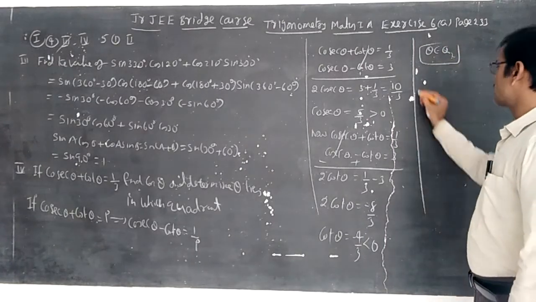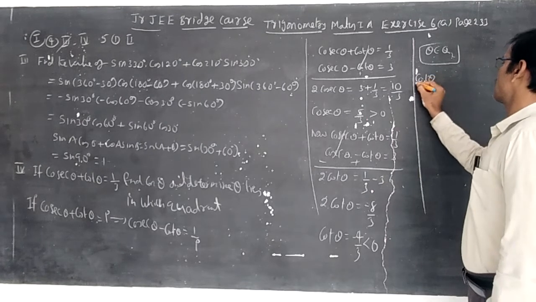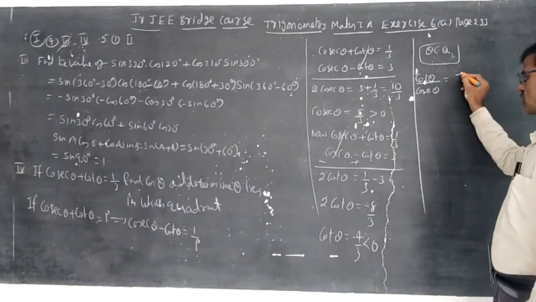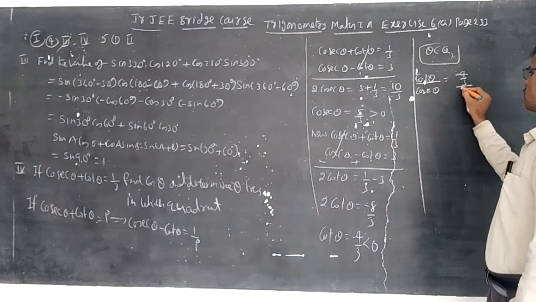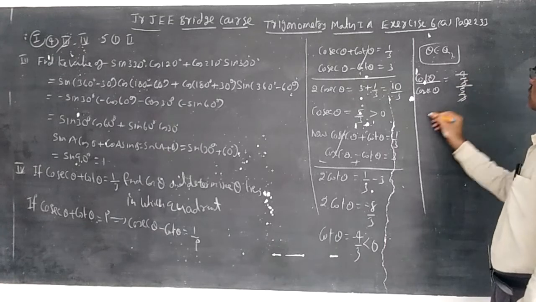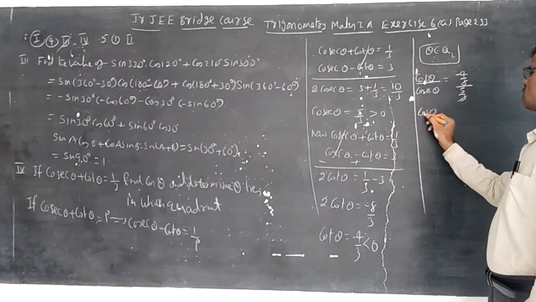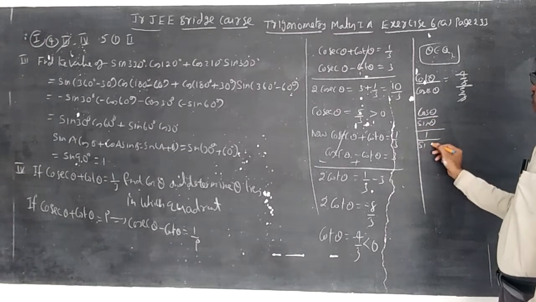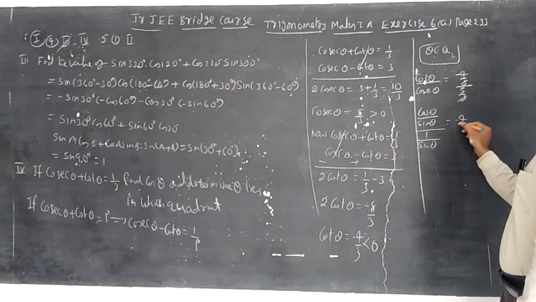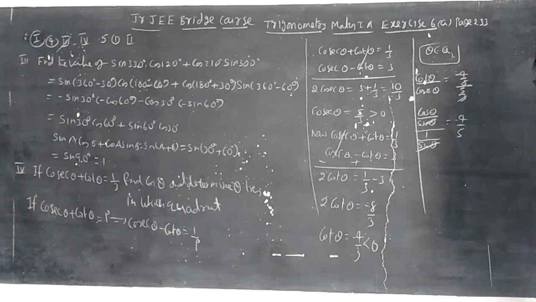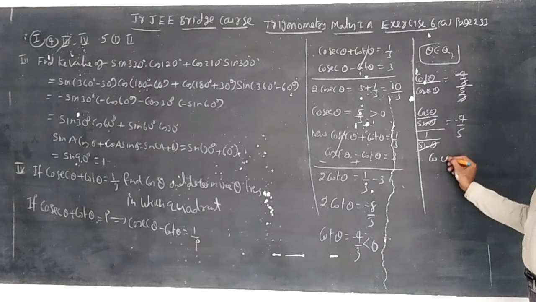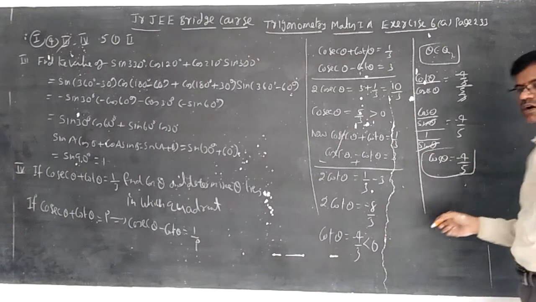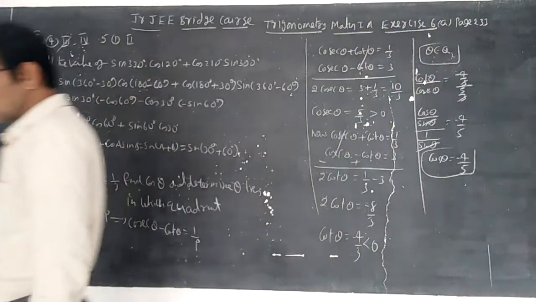Now we need to calculate cos theta. So write cot theta by cosec theta, which becomes minus 4 by 3 divided by 5 by 3, the 3s get cancelled. Cot means cos theta by sin theta, by cosec theta meaning 1 by sin theta, is equal to minus 4 by 5. Sin theta gets cancelled. Therefore, cos theta is equal to minus 4 by 5, and theta belongs to Q2, the second quadrant.